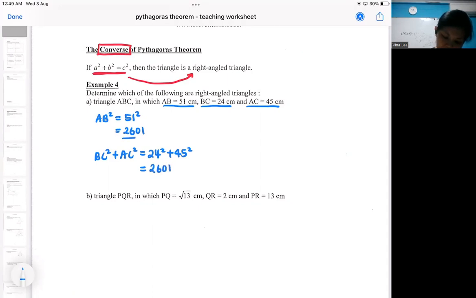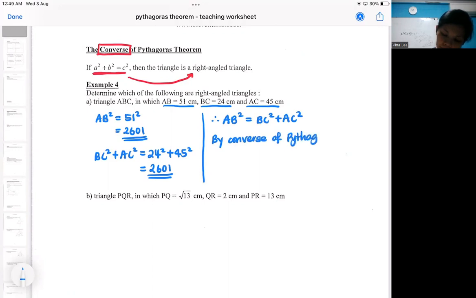When you realize that they have the same value, the conclusion will be AB squared is equal to BC squared plus AC squared. So it matches up with the Pythagoras theorem. The phrasing will be: by converse of Pythagoras theorem, triangle ABC is right angled.